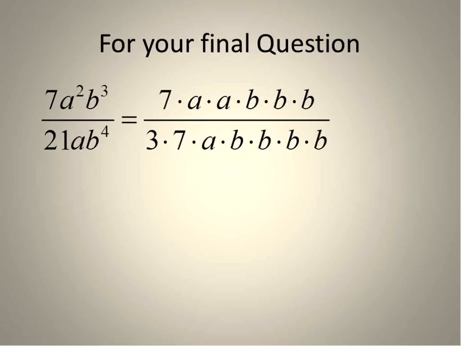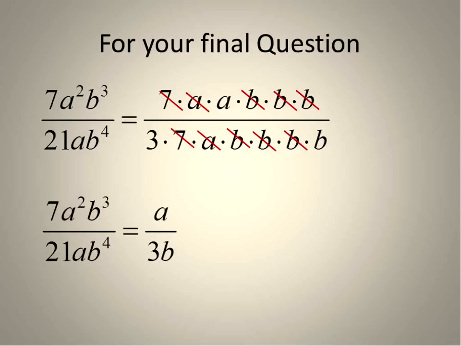I decided this one I was going to write it all out just to make sure that we're reaching people who are still writing it out and people who are doing the shortcut. I wrote it all out, canceled out what was common between the top and bottom. I was able to get rid of a factor of 7, 1a, and 3b's, which left me with a by itself on the top and 3 times b, or in other words, 3b in the denominator. And that's it. That would be our final answer for that question.